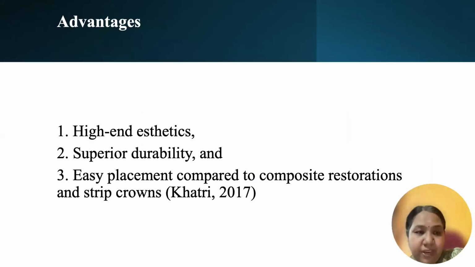So let's look at some of the advantages of zirconia. One is definitely high aesthetics, superior durability, and you can actually place them a little more easily than a composite restoration, especially a strip crown.